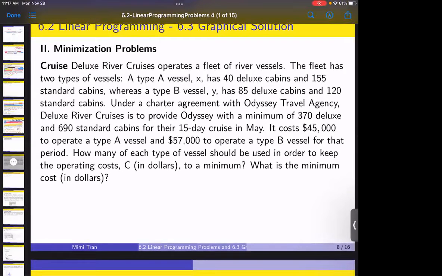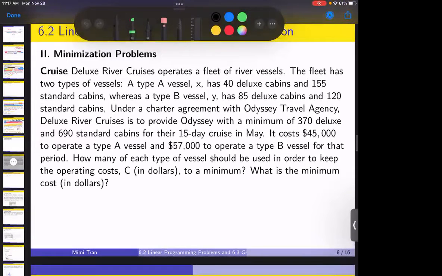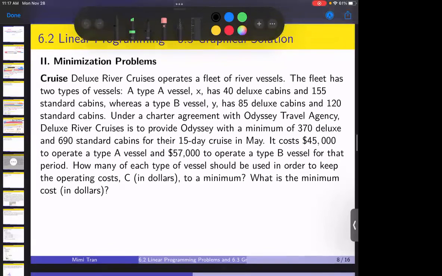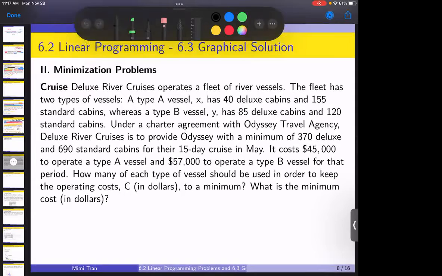All right, deluxe river cruises. The fleet has two types of vessels: type A vessels and type B vessels. Type A vessels, they denote X. The number of type A vessels is X. I'm just gonna do this. No, let's just do what they want. So let X be the number of type A vessels.